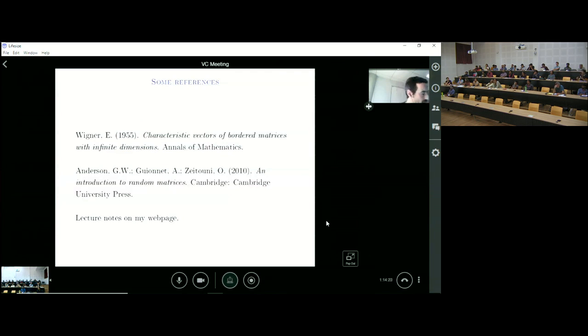To conclude this first lecture, the original proof of Wigner is almost what I have presented to you. It is his paper from 1955. If you want a more modern treatment of the same proof, you can look at the book by Anderson, Guionnet and Zeitouni, where you will also find concentration inequalities. I also have lecture notes on my webpage where I've written essentially the proof I presented to you and the concentration inequalities.